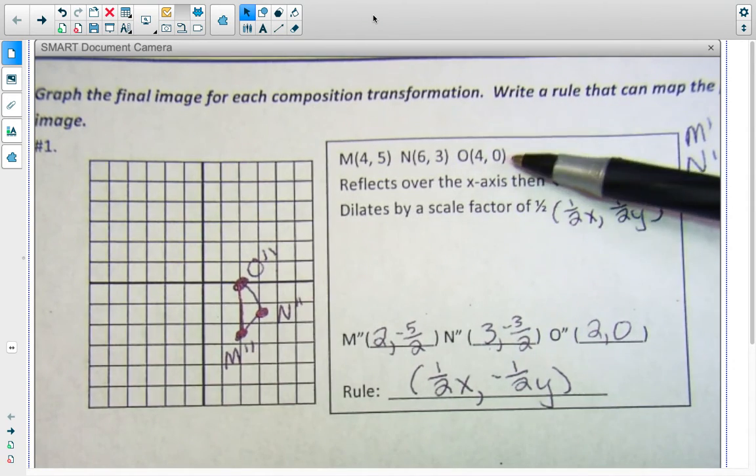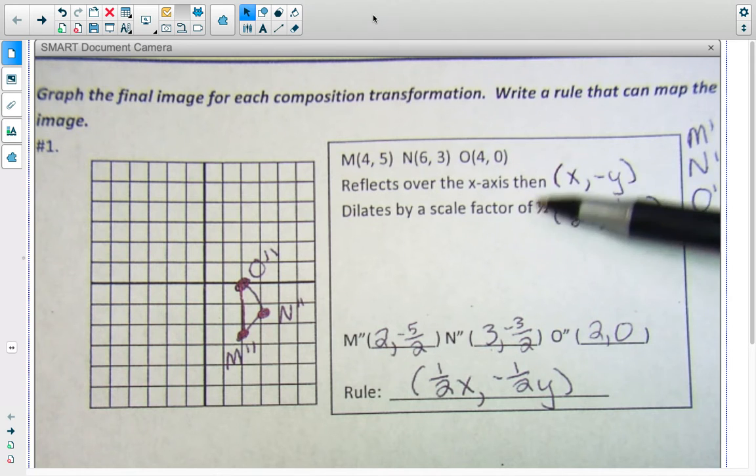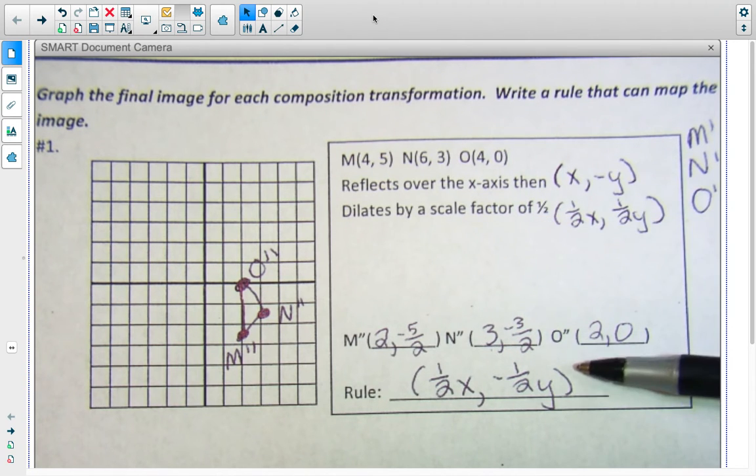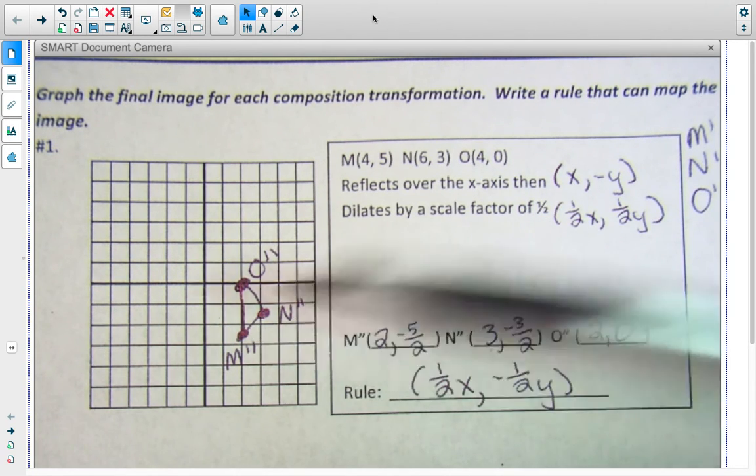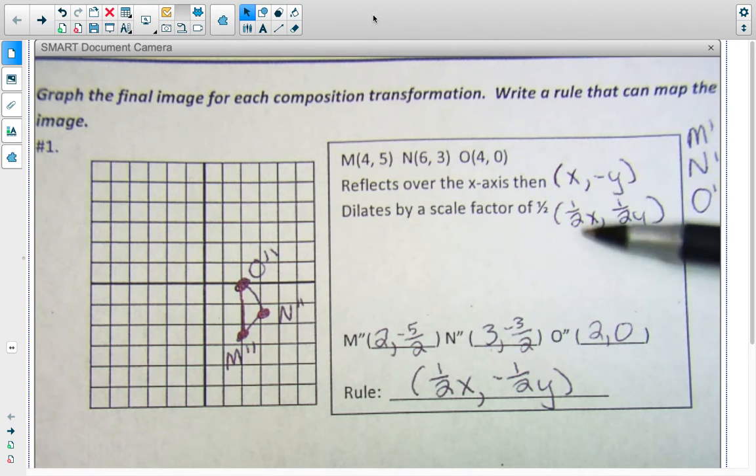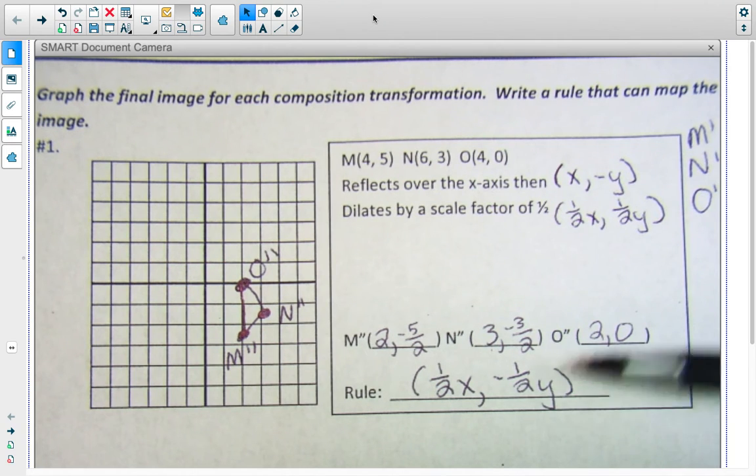So we started with the pre-image ordered pairs. We did 2 different transformations. We graphed them, and this is what our image looks like. So we combined these 2 together, use a composition. So composition, we're putting things together, and we made a brand new rule. Okay, let's try a couple more.